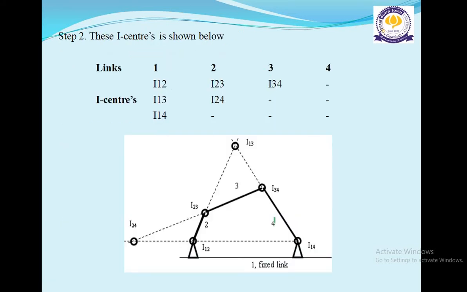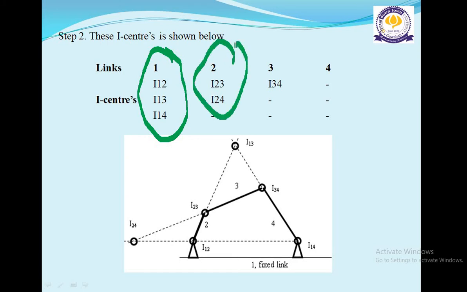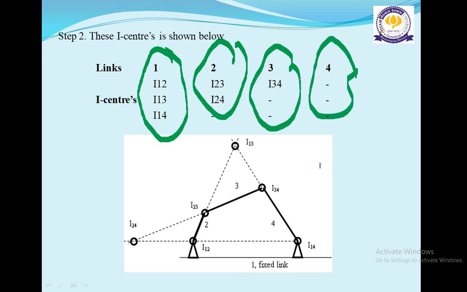Next, step 2, these I-centers are shown below. For links 1, 2, 3 and 4: I-centers for link 1 are I12, I13 and I14. For link 2 we have got I23, I24. For link 3, I34, and for link 4 it's none. Here you can refer to this figure.